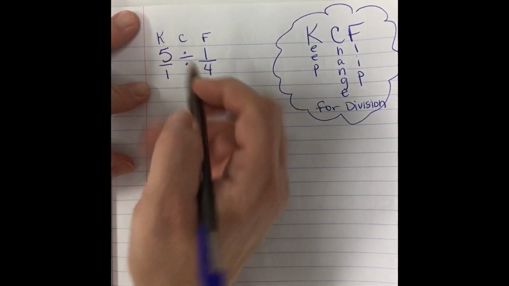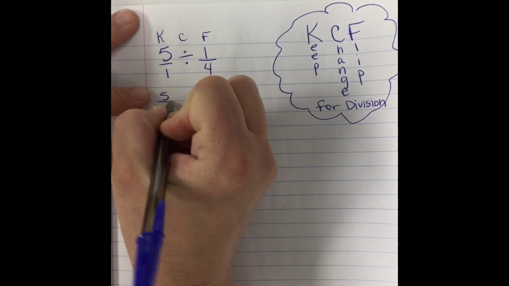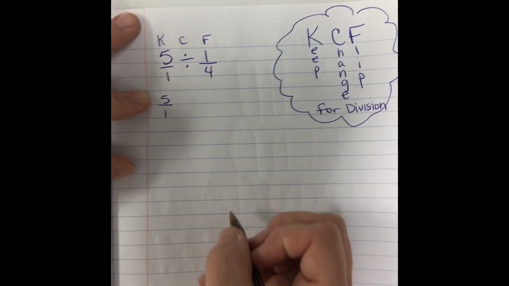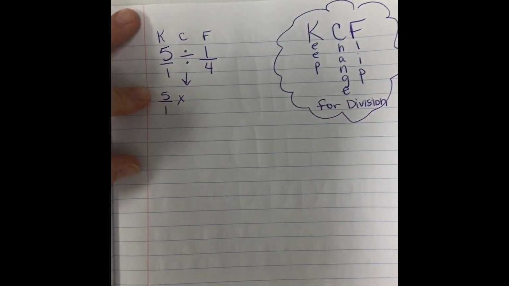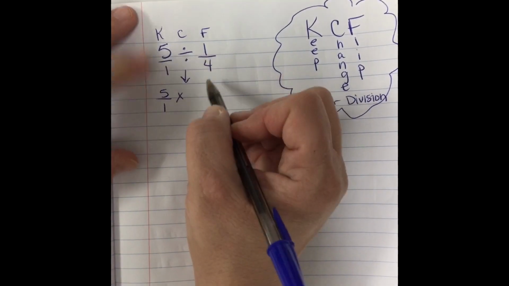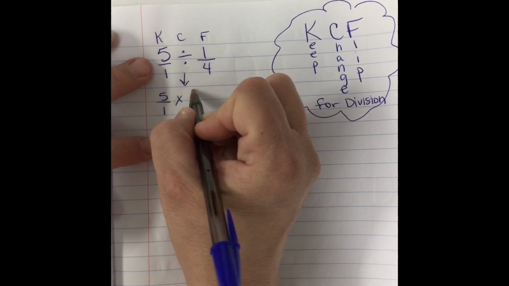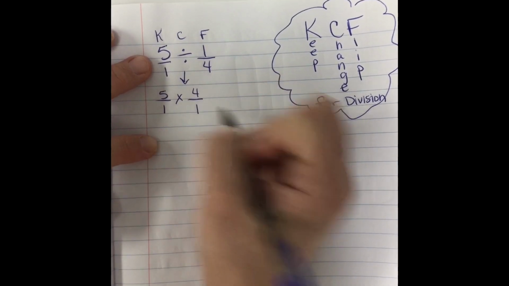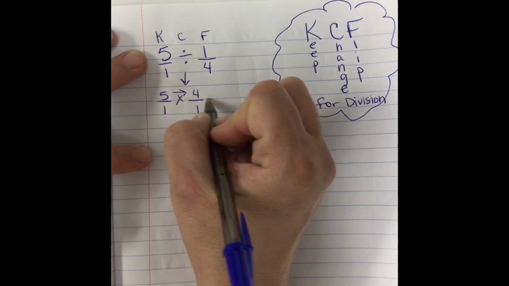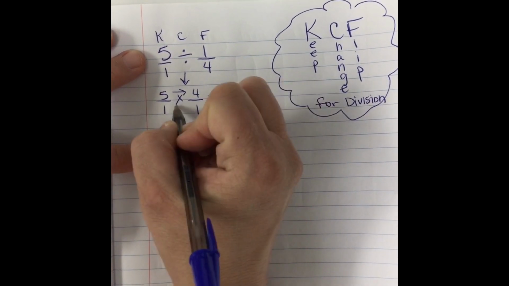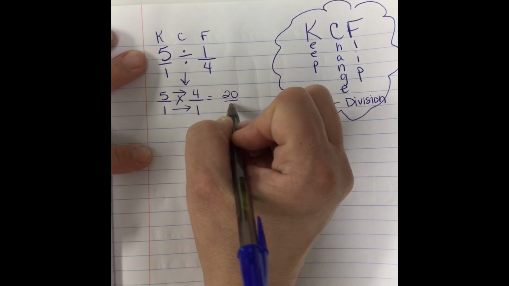So I'm going to take 5 over 1, and that one stays the same because we're going left to right. The division sign is going to change to a multiplication sign, and 1 over 4 is going to flip. It's just going to flip-flop. The 4 is going to go on top, and the 1's going to go on bottom. And then you multiply across. 5 times 4 equals 20. 1 times 1 equals 1.